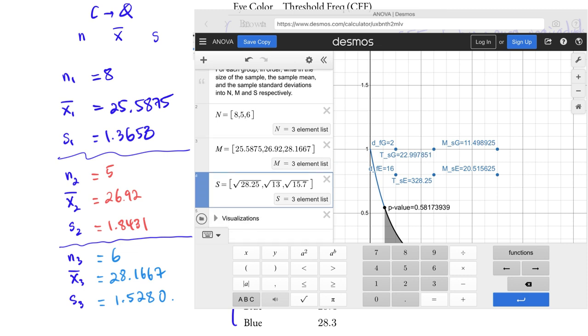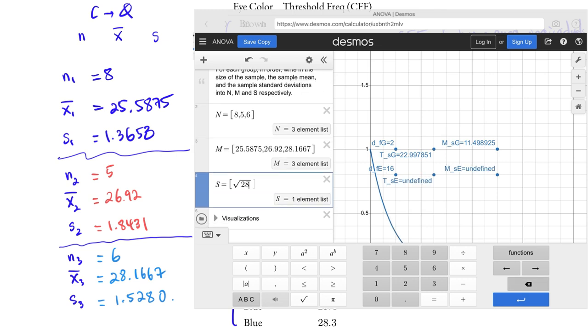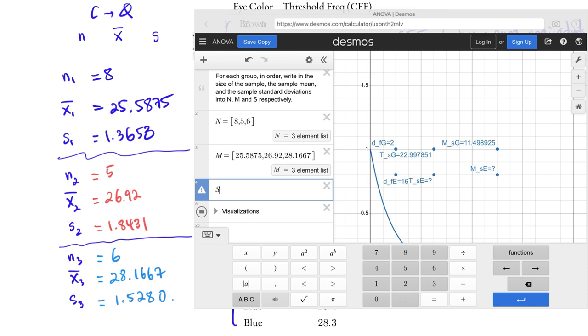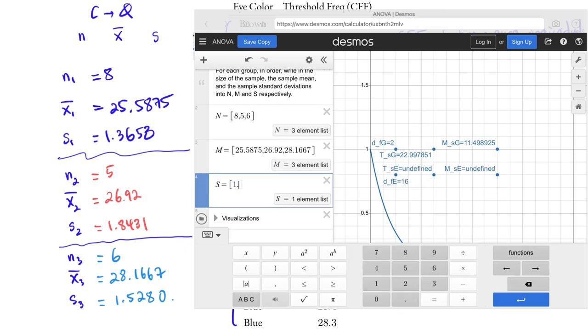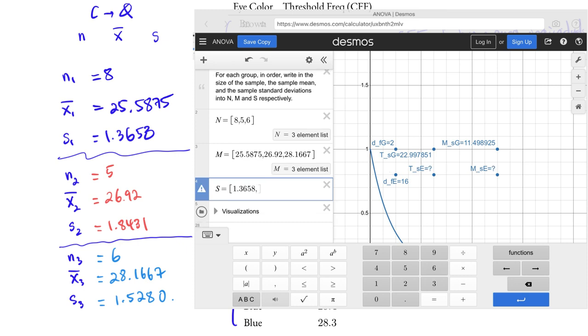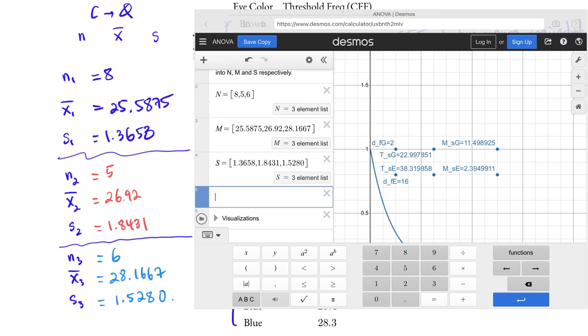If we accidentally delete the bracket, we would need to type it back in. But the first standard deviation is 1.3653. And again, if we delete it, we have to put in the equal sign and the open bracket, comma, 1.8431, comma, 1.5280. These values should be entered in order.